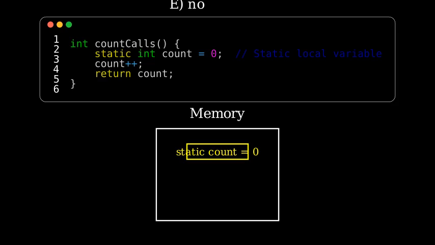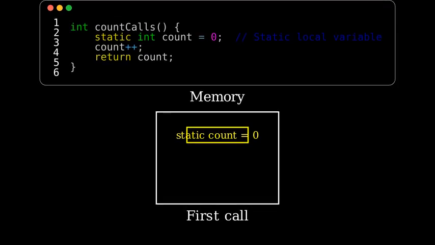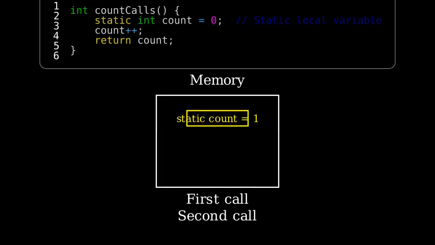When we first call the function, the static variable count is initialized to 0. This initialization happens only once, then it's incremented to 1. On the second call, the variable is not reinitialized. Instead, it retains its previous value of 1 and is then incremented to 2.